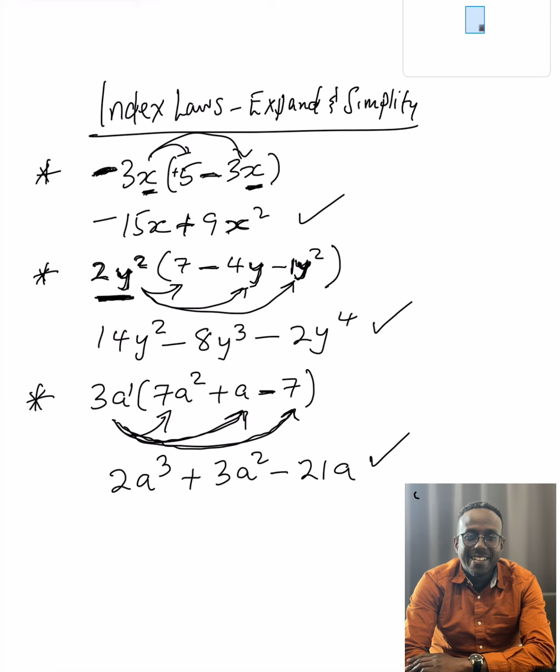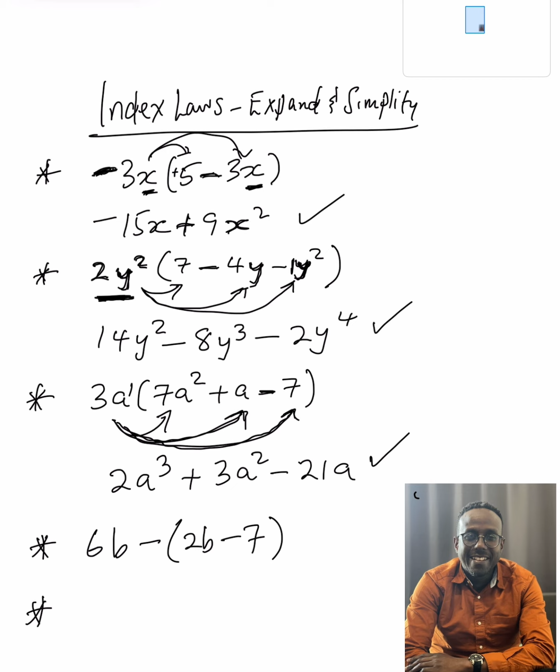Now I'm going to give you two. Let me write them down here that you should take time and try out. The first one is 6b minus, inside the bracket, 2b minus 7. That's the first one you should try out.